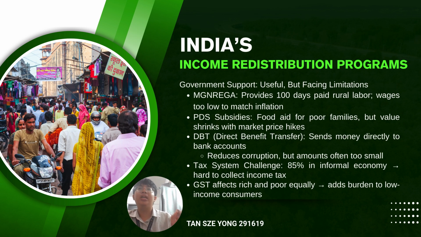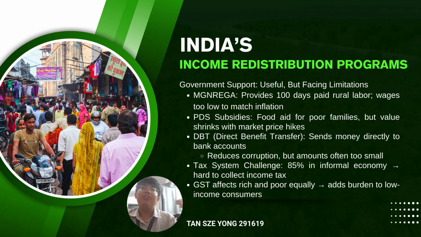To reduce poverty, India has launched several government programs. The MGNREGA-led program provides 100 days of paid work to rural people. But the wages are too low and they do not keep up with inflation. India also gives subsidy through the public distribution system, which provides cheap food to poor families. However, when market prices go up, the real value of this subsidy goes down.